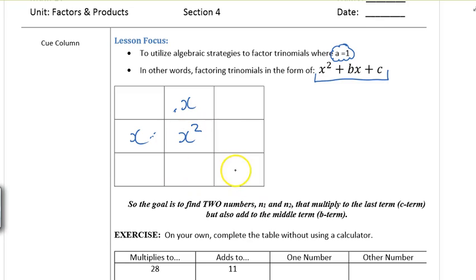Now, what else do we know about this? Well, we know that the constant term, our last term, is going to be our plus c. So if I work backwards, I'm going to have to take some number, I'll call it n1, and another number, n2, and this n1 times n2 has to multiply to the plus c. So that's our first rule: c is equal to n1 times n2. And our goal is going to be to find those two numbers.